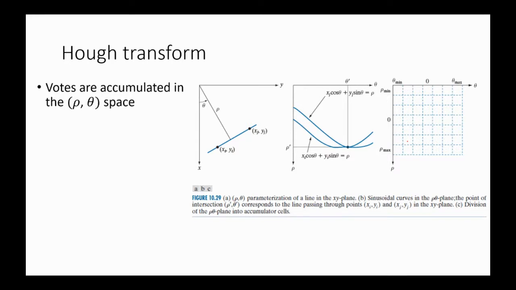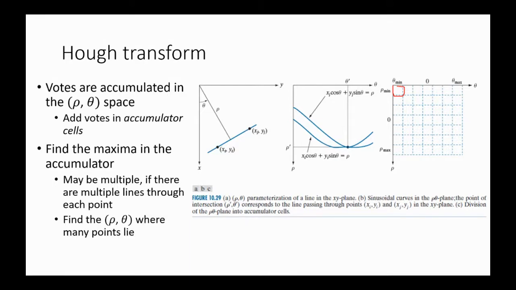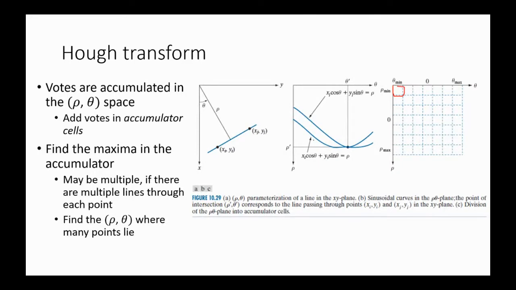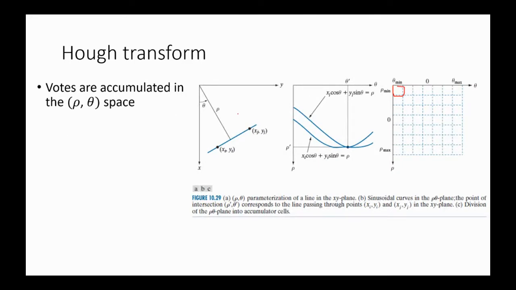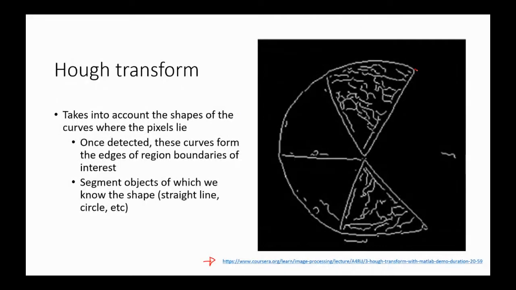So basically, votes are accumulated in this whole Hough space. You add votes to these accumulator cells. These are called accumulator cells, for every point. Find the maxima in the accumulator. There may be multiple if there are multiple lines through each point. That's fine. Find the ρ and theta where many points lie, and then you can basically reconstruct a figure like this. You can fill up that, right?